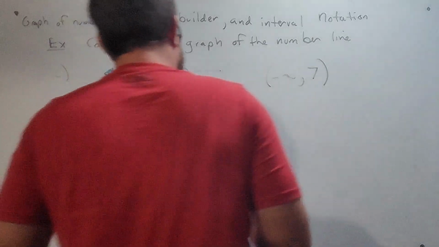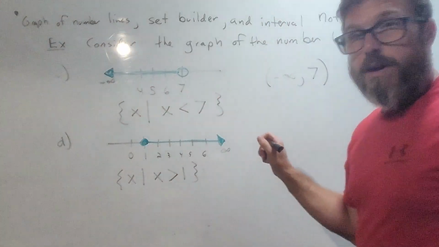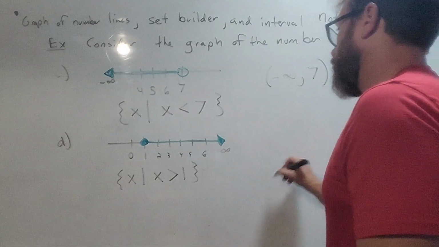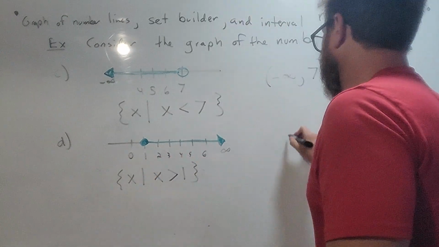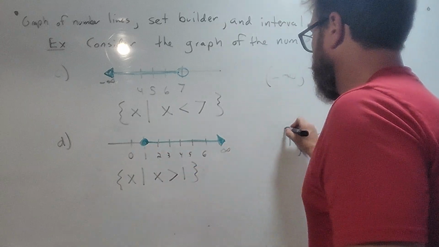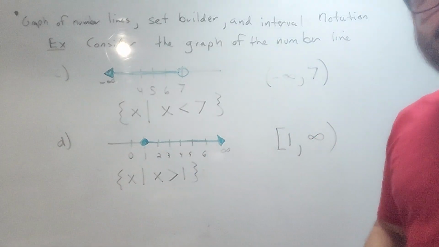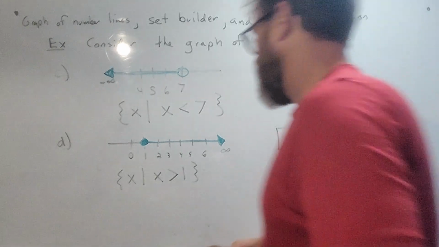If I want to write this in interval notation, we actually do include that. This thing goes all the way to the right forever and ever and ever. So it's going to go from 1 to infinity. In this case, this is filled in, so it's going to include the 1. So we do a bracket, and we never touch infinity. It's not a number. It's a concept.